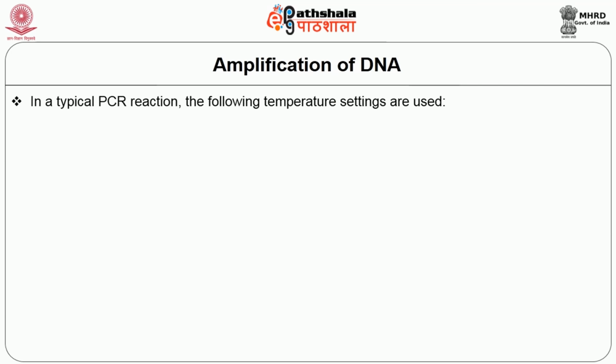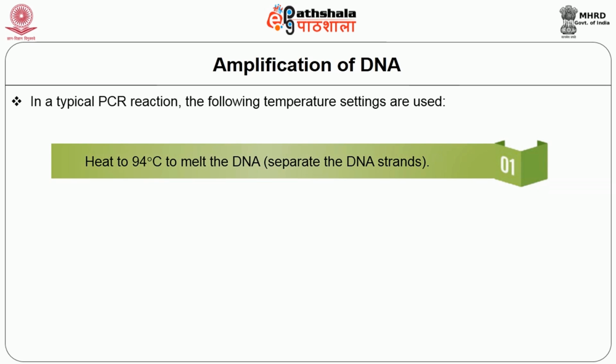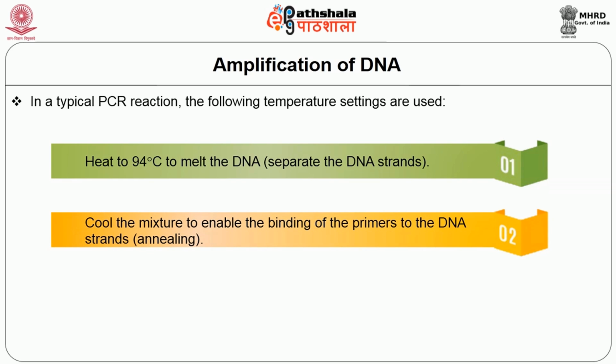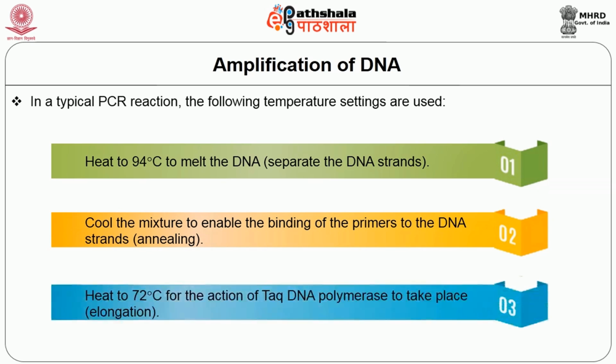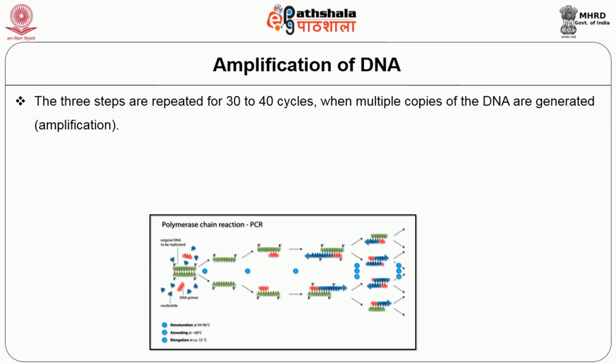In a typical PCR reaction, as shown in this figure, a typical series of temperature settings are used. Heat to 94 degrees centigrade to melt the DNA or separate the DNA strands. Cool the mixture to enable the binding of the primers to the DNA strands, which is called annealing, and heat to 72 degrees centigrade for the action of Taq DNA polymerase to take place, which is a step called elongation. These 3 steps are repeated 30 to 40 cycles when multiple copies of the DNA are generated. This process is called amplification.